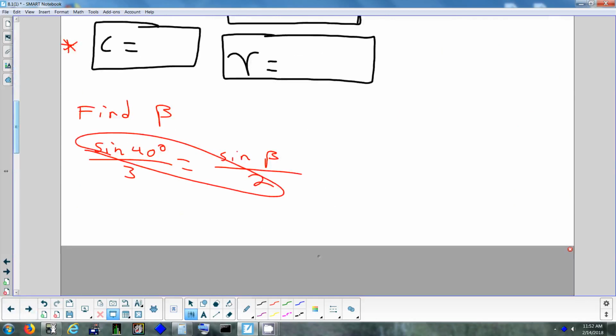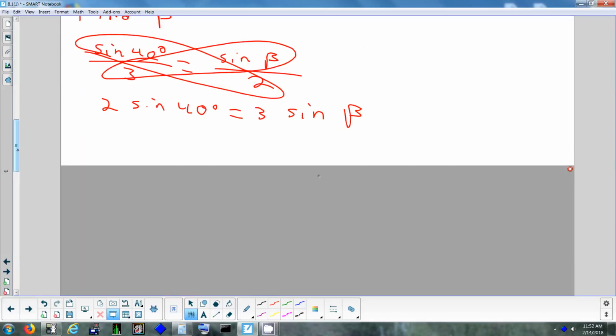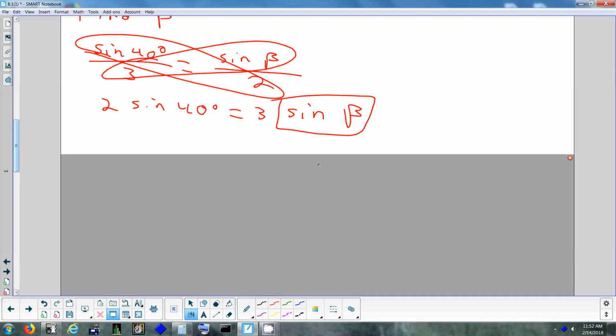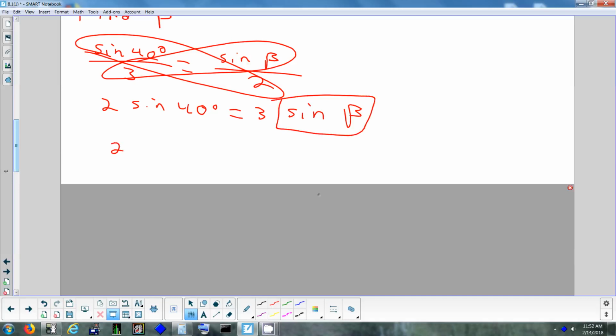So we've got 2 sine 40 equals 3 sine beta. The goal is to get this by itself. So what would I do on each side? Divide by 3. So 2 sine 40 over 3 equals sine of beta. Now I have to get rid of sine. So how would I do that? Take the inverse.